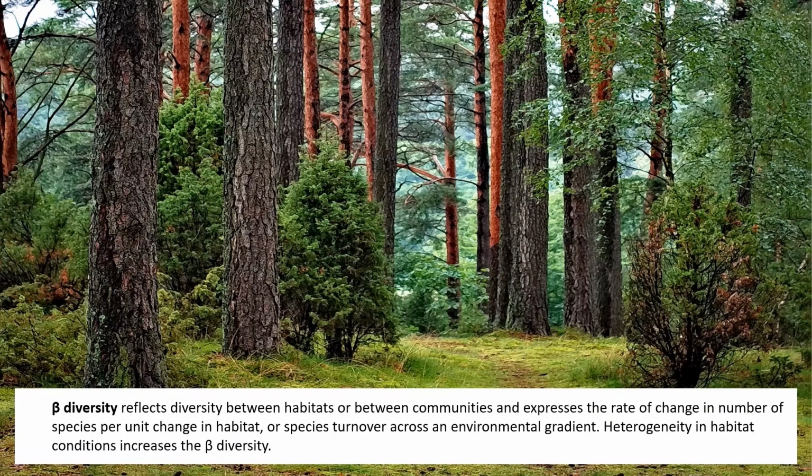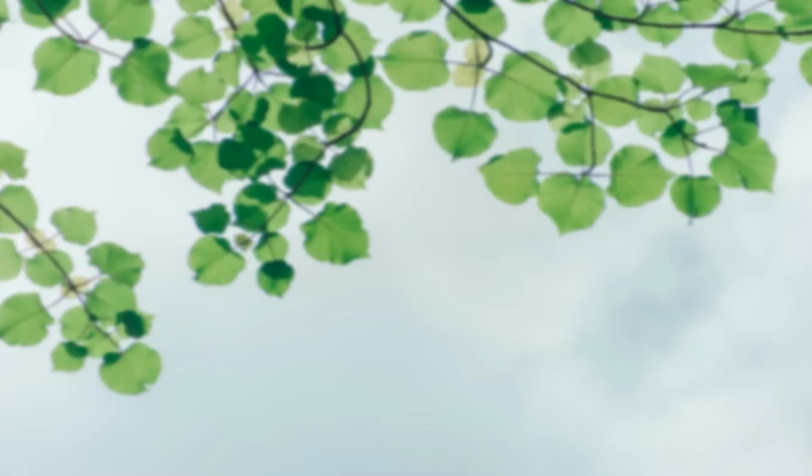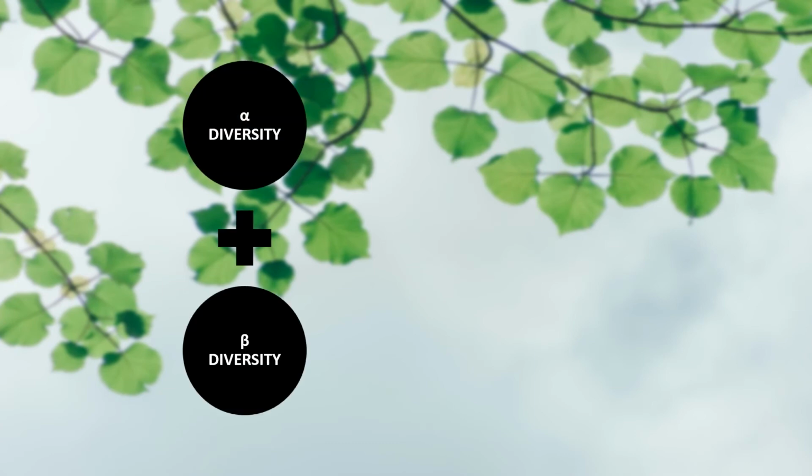Heterogeneity in habitat conditions increases the beta diversity. Beta diversity reflects the difference in species between habitats, in one habitat and in another habitat, or between communities. Gamma diversity indicates the regional or landscape diversity and is a product of the alpha and the beta diversity. The total number of species in the landscape or the geographical region represents the gamma diversity.